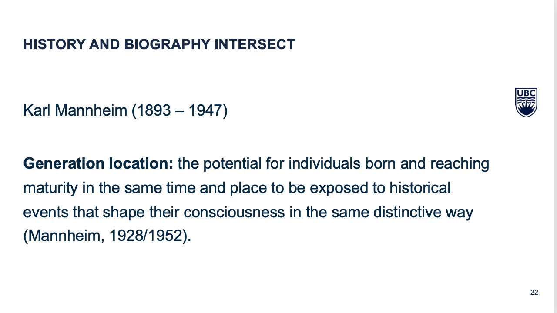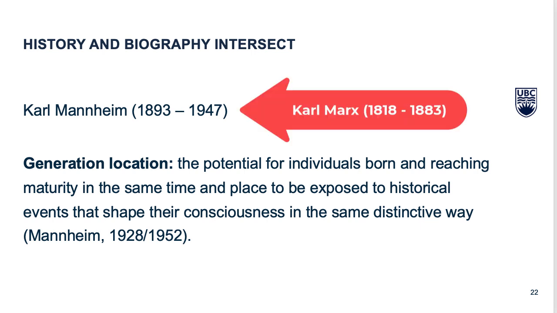In his classic and pivotal work, The Problem of Generations, published in 1928, Mannheim argued that the generation a person was born into had the potential to shape their consciousness and perception of the world, much like one's class position does. People in the class will have different familiarity with another key thinker at this point, Karl Marx. Marx was an influential German thinker who passed away in 1883, just a decade before Karl Mannheim was born.